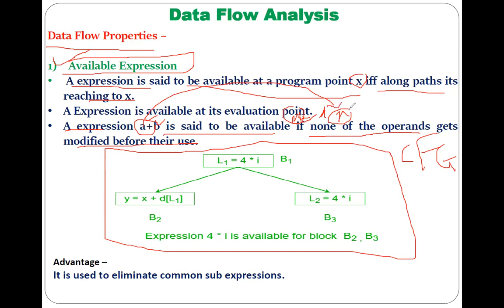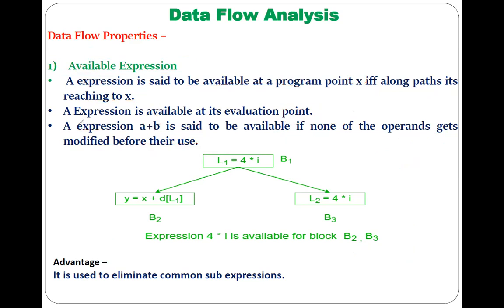When can we say A plus B is available at X? When A plus B is not modified until it is utilized at this point X. Understood? The same thing I have mentioned here. An expression A plus B is said to be available if none of the operands get modified before their use. An expression is said to be available at a program point X if along that path it is reaching to the X, meaning it is available at that particular point X.